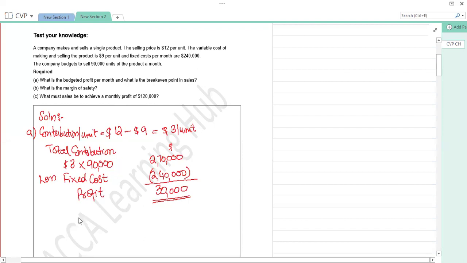Now I have to calculate the margin of safety. For that, we first have to calculate the break-even point. The formula of break-even point in units, which we already discussed, is fixed cost divided by contribution per unit. I already have fixed cost of 2,40,000 and the contribution per unit is 3. So you will get your break-even units of 80,000 units.